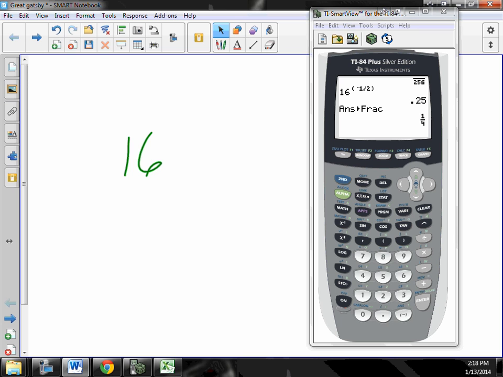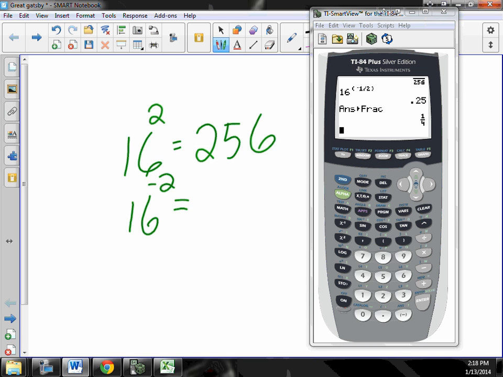Look at the number 16 and we square it: 16 squared, we get 256. No secrets there. But what if I take 16 and raise it to the negative 2? Do you remember what negative exponents do?